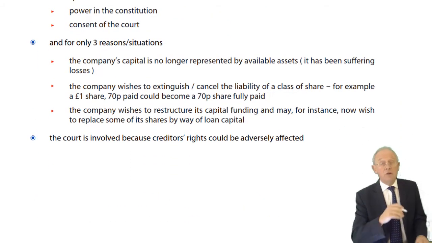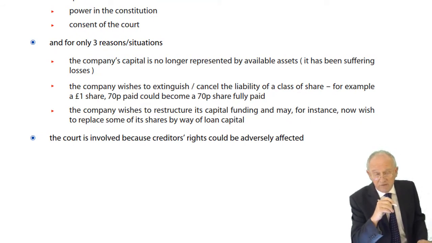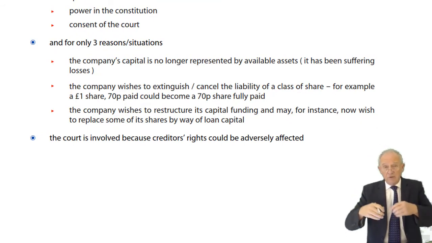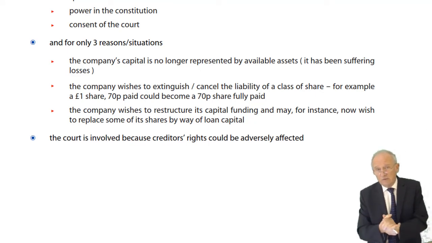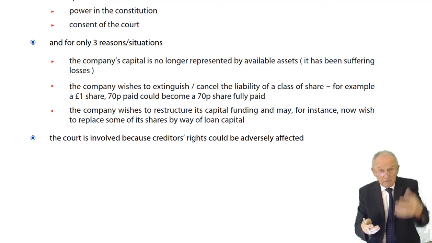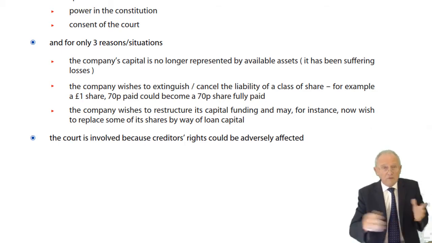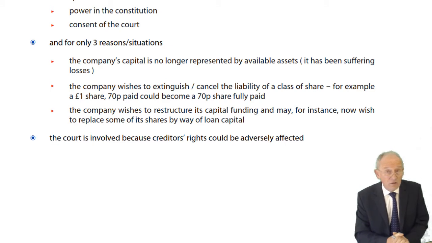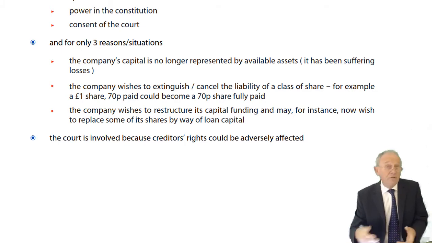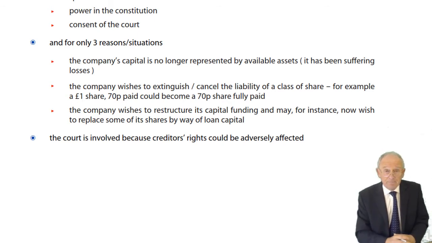The company's capital is no longer represented by available assets. So our assets have been run down. We're now facing a situation where assets are lower than capital. So we need to reduce that capital in order to try and get it back into line, which is a difficult and strange concept. But that's the way we can just write off that capital, and the poor shareholders will therefore suffer. So where available assets are no longer represented by the company's capital, then it's been suffering losses.